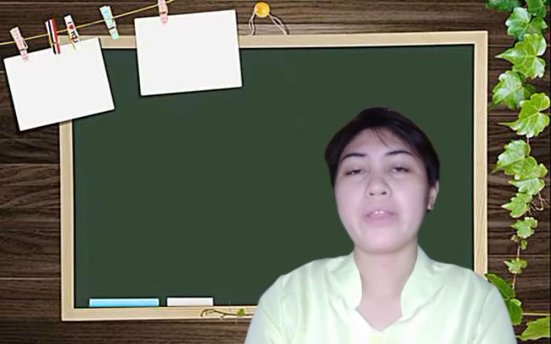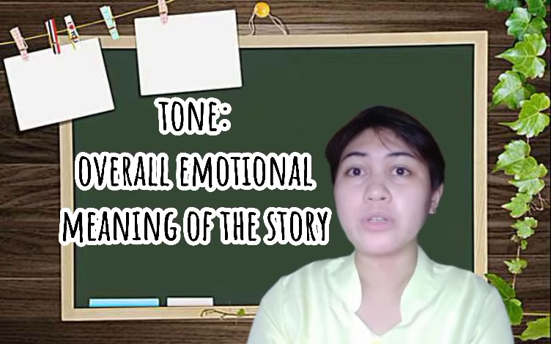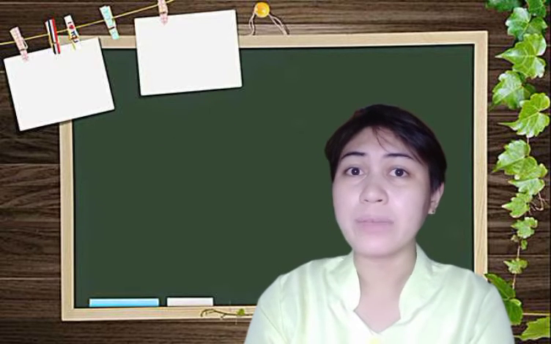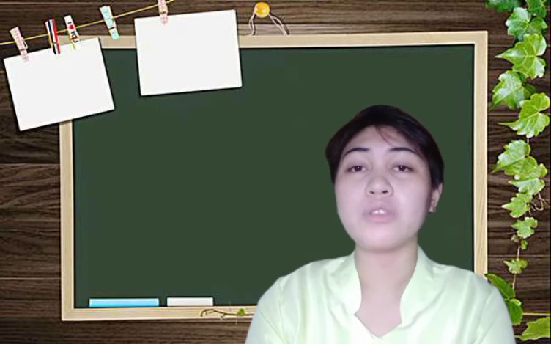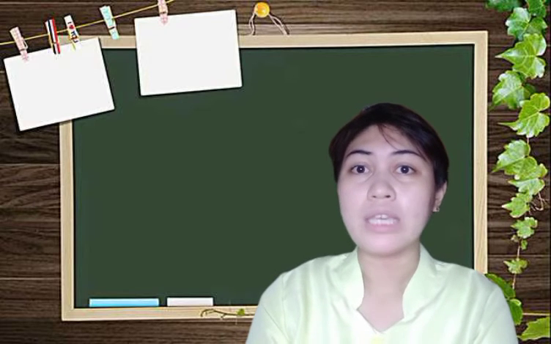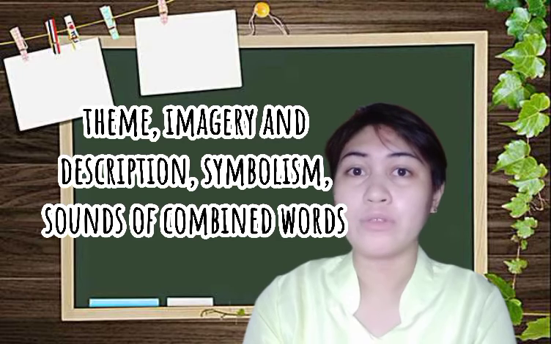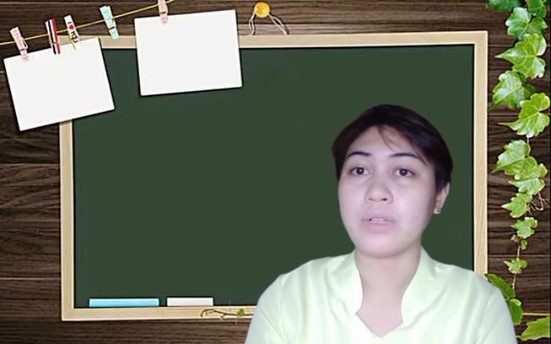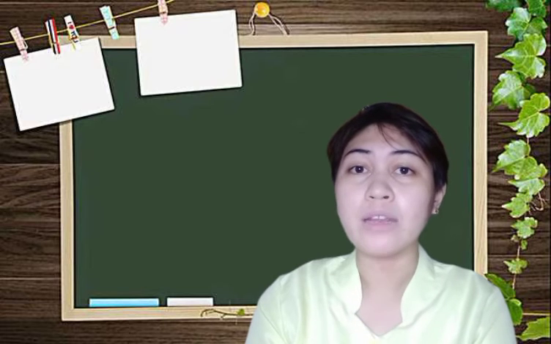Now let's move on to the next element of the story, which is the tone. It is the overall emotional tone or meaning of the story. Is it happy, funny, sad, depressed? Tone can be portrayed in multiple ways, through word and grammar choices, choice of theme, imagery and description, symbolism, and the sounds of words in combination. For example, rhyme, rhythm, and musicality. Remember the man who shows extreme emotions? It is connected in the tone.